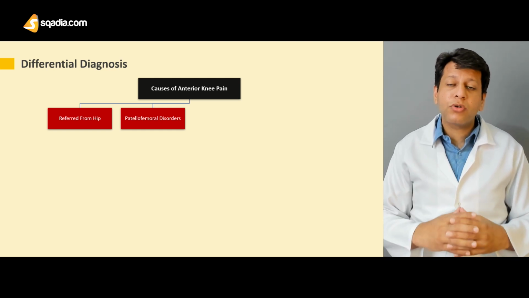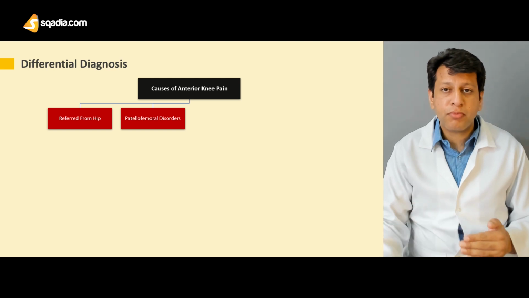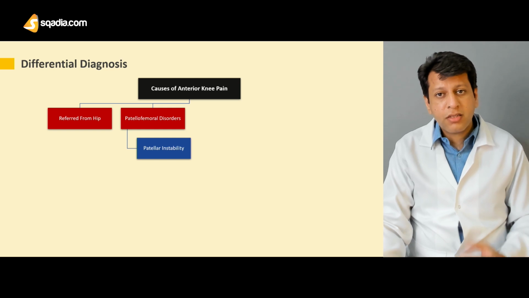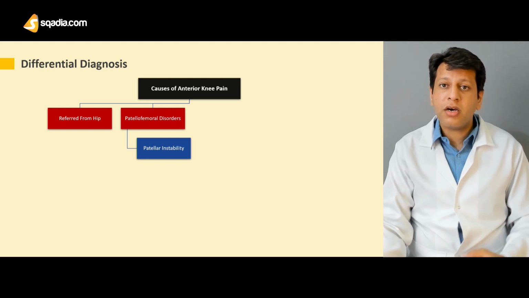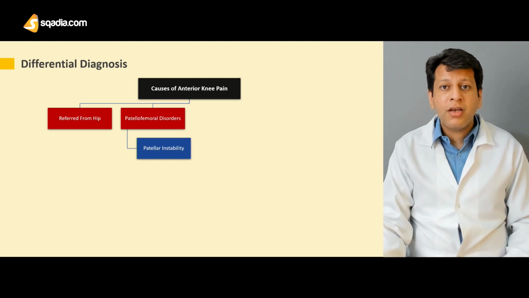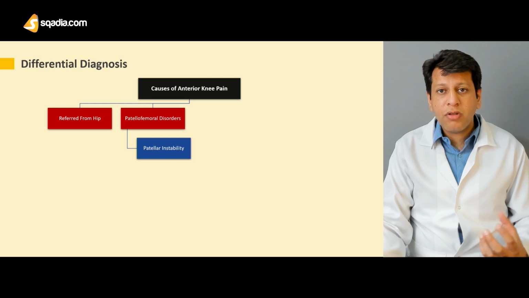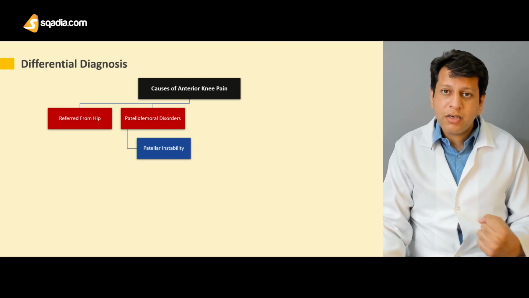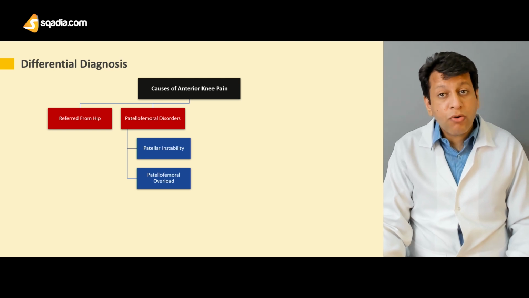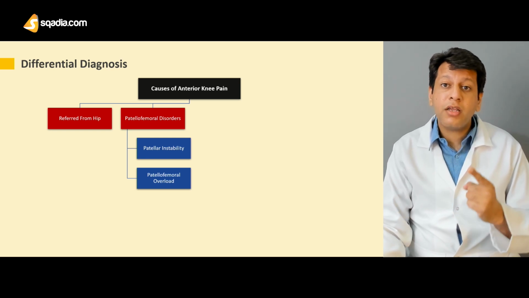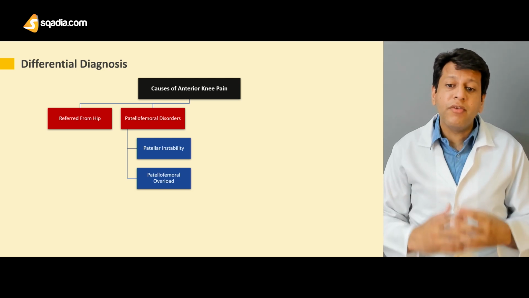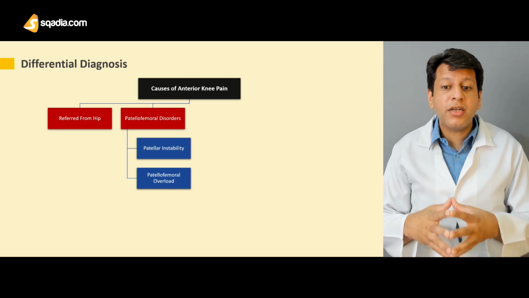Now, patellofemoral disorders could be other patellofemoral problems such as patellar instability, which could be due to either medial patellofemoral ligament injury, or quadriceps weakening, vastus medialis obliquus weakening, or there could be increased iliotibial band tension leading to lateral dislocation or displacement of the patella. There could be patellofemoral overload due to mechanical instability or even mechanical malalignment. This overload could lead to overuse injury, eventually leading to increased anterior knee pain.